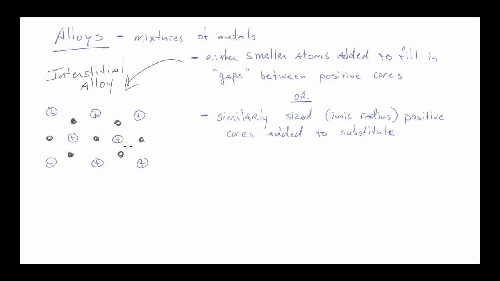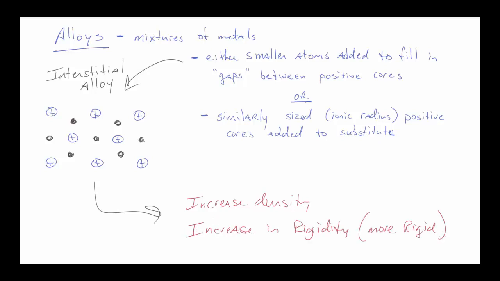With an interstitial alloy, I'm going to put the properties down here. What we generally tend to do is increase the density of the metal, because we haven't changed the volume or the spacing of those positive cores substantially, and all we've done is put things in between. So we've increased our mass but not our volume. The other thing that we see with an interstitial alloy is an increase in rigidity. What I mean by that is that the metal becomes harder. It becomes less workable. We're not able to deform it. It's less malleable and less ductile.